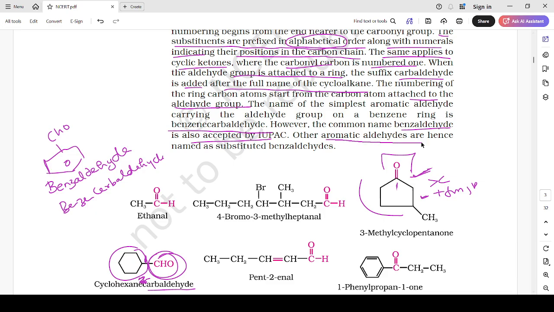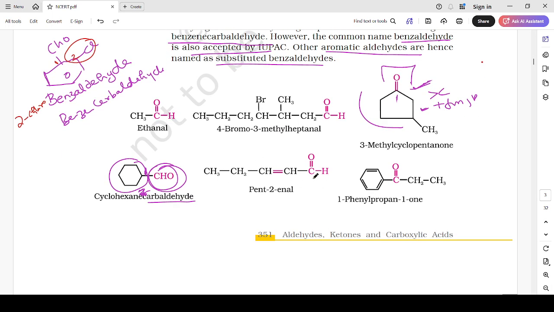The other aromatic aldehydes are named as substituted benzaldehydes. I'm having chlorine here. How do I name this? 1 and 2. 2-chlorobenzaldehyde. Understood, right? Yes, ma'am.